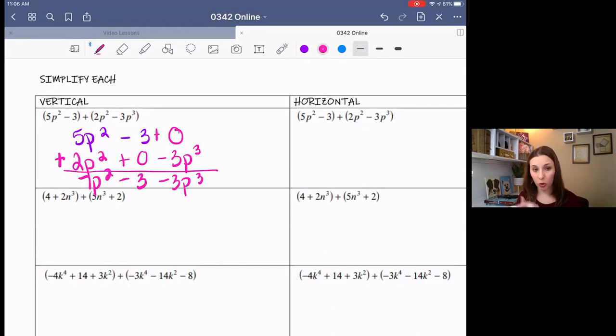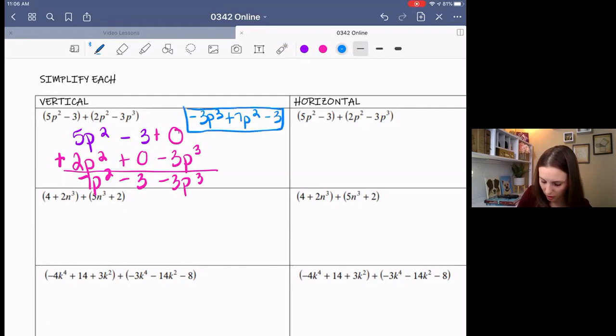You could put them in order if you wanted to: -3p to the third plus 7p squared minus 3. But this answer here is fine. It's not in descending order, but it's fine.